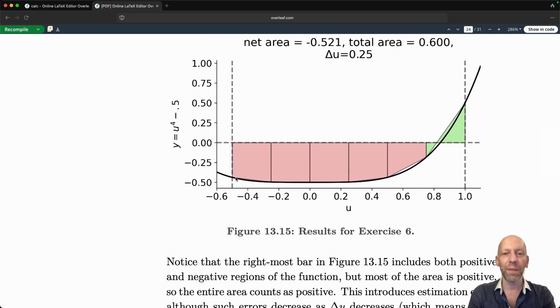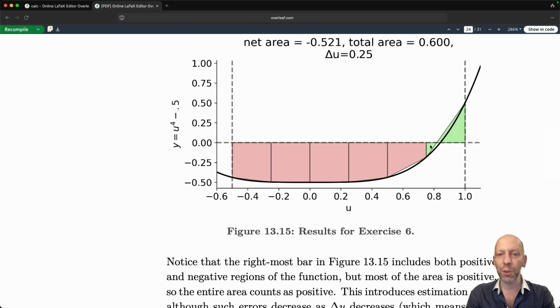So here we have the function in the black line. So that's u to the power of 4 minus 1/2. And then here you can see 1, 2, 3, 4, 5, 6 trapezoids drawn on top of this to estimate the area of this function. And then you can see I've drawn the trapezoid faces to be light red if they have a negative net area, and green if they have a positive net area.